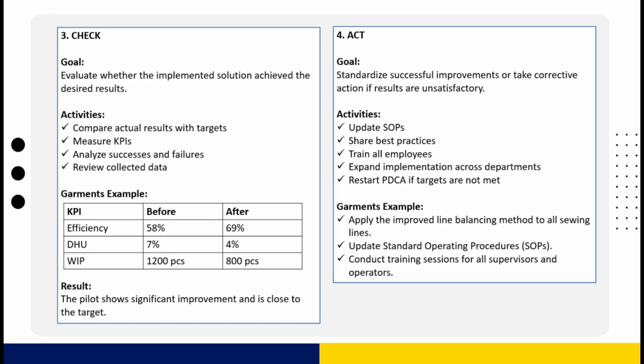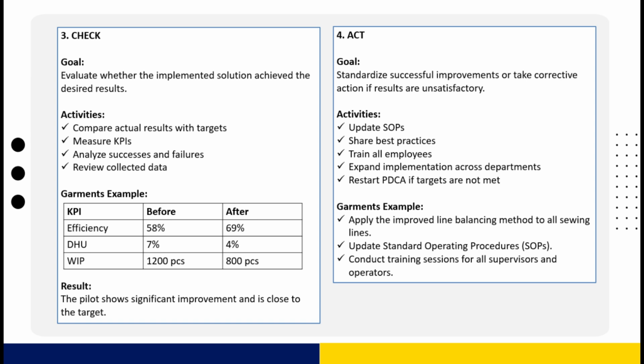The third step is check. The goal of this stage is to evaluate whether the implemented solution achieved the expected results. The activities include compare actual results with the target, measure key performance indicators, or KPIs, analyze both successes and failures, review the collected data. This stage helps determine whether the improvement was successful or if further changes are needed.